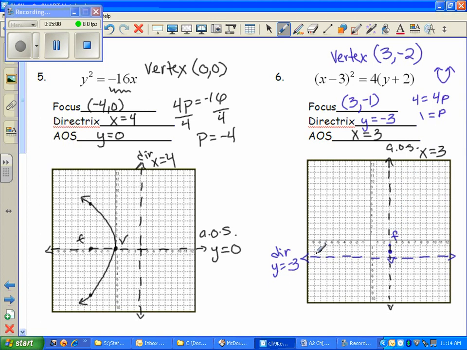And then don't forget to go finish up your graph. Since the opening needs to be 4 across from the focus, I need to go 2 to the right and 2 to the left, and then connect with the vertex so that I have it going upward, and the focal chord here would be 4 across.